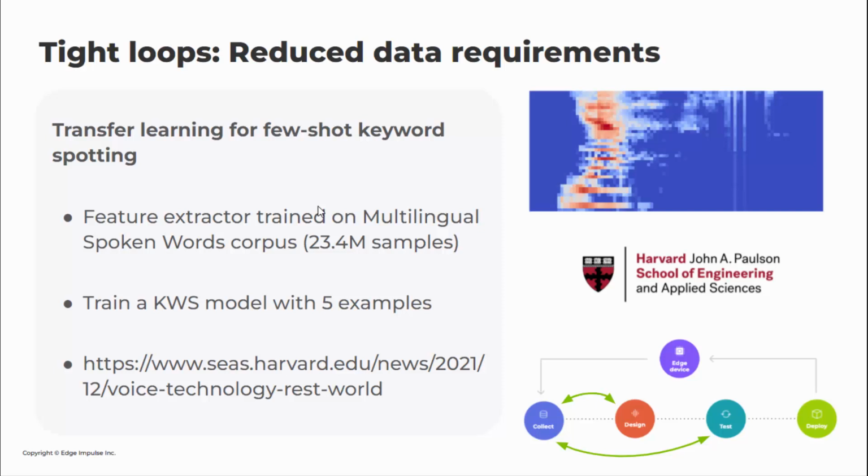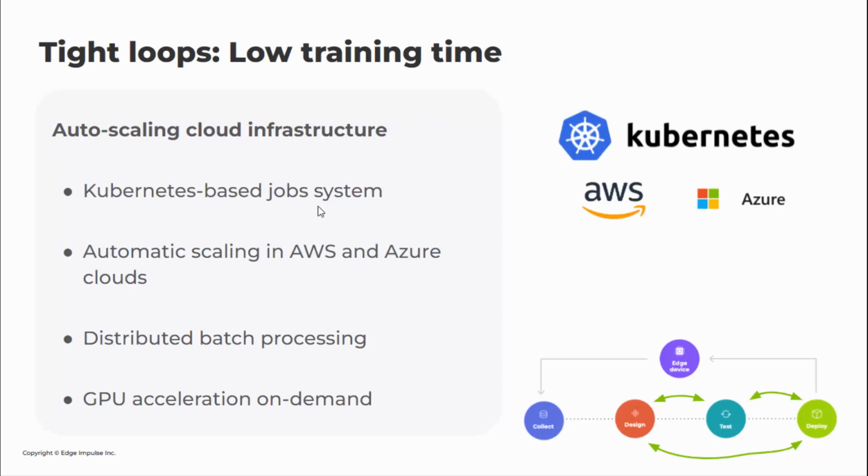So one example of this in Edge Impulse is we have built a few-shot keyword spotting system, which allows you to train a keyword spotting model, which you can get up and running and have reasonable testing-worthy performance with 5 samples of a keyword. There are tons of ways to do this in other domains, and leaning on this is really important. A second thing is reducing training time.